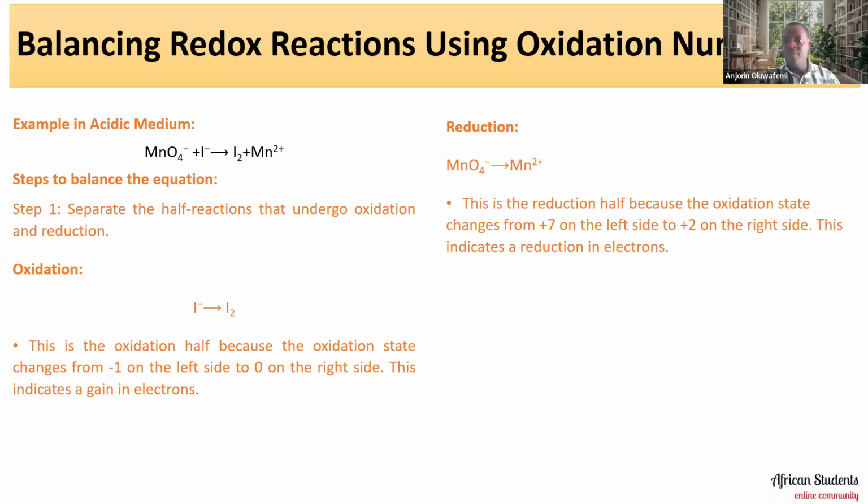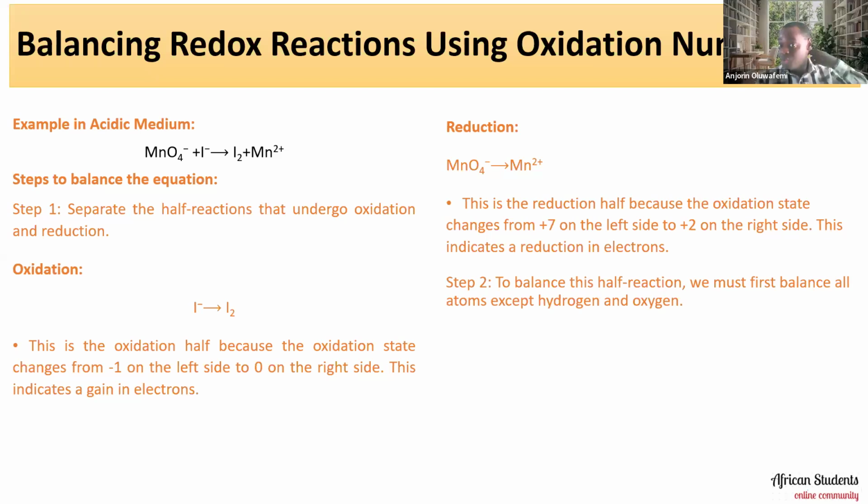This is the reduction half, because the oxidation state changes from +7 on the left side to +2 on the right side. This indicates a reduction in electrons. So that's the reduction. We have done that now. The next thing to do is to proceed to step 2, which is to balance this half reaction.